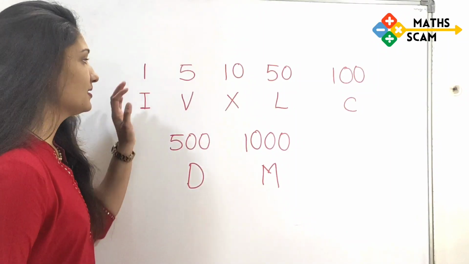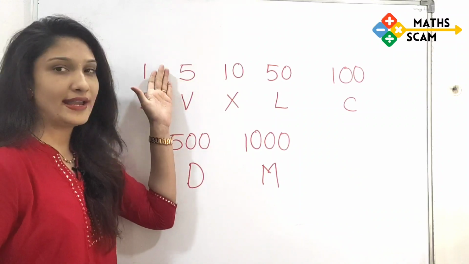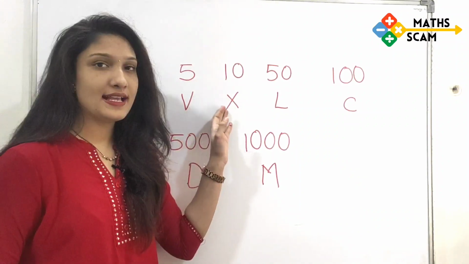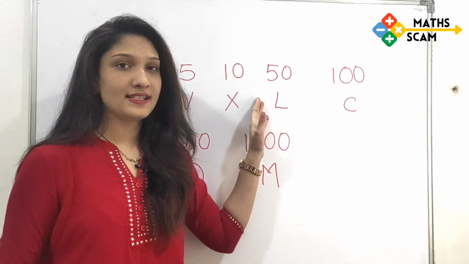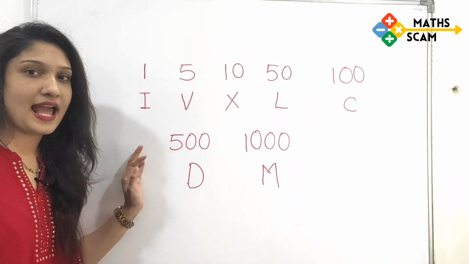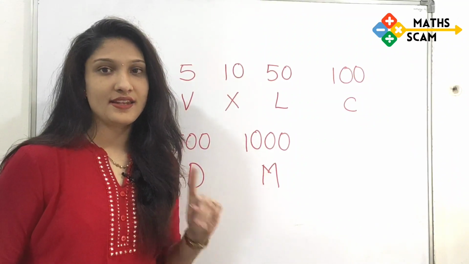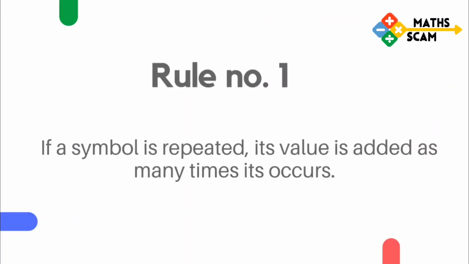So remember this. 1 is written as I, 5 as V, 10 as X, 50 as L, 100 as C, 500 as D and 1000 as M. Okay, remember that.